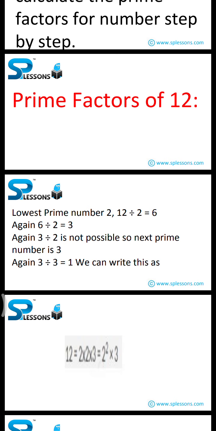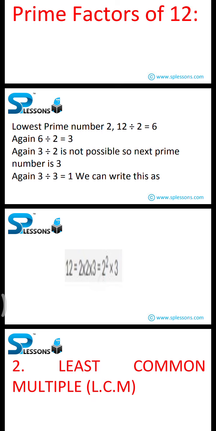We can write this as 12 equals 2 into 2 into 3. So here 2 has repeated 2 times, so we have represented it in square format. So 2 power 2 into 3.